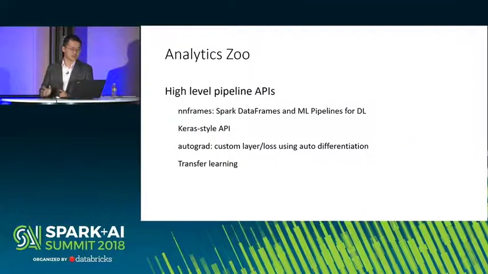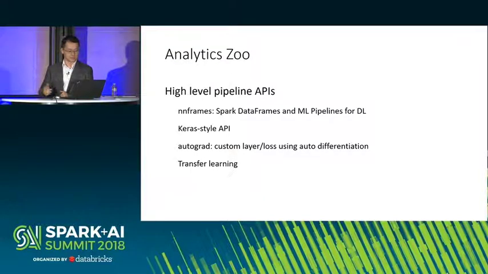First, Analytics Zoo contains some high-level pipeline APIs. We contain NNFrames, which help users, especially Spark users, build deep learning models using Spark DataFrames and ML pipelines. We created an estimator and a transformer, which extend natively from the Spark transformer and estimator, so people can directly assign their model to the estimator and run training and inference with the estimator and transformer pattern.